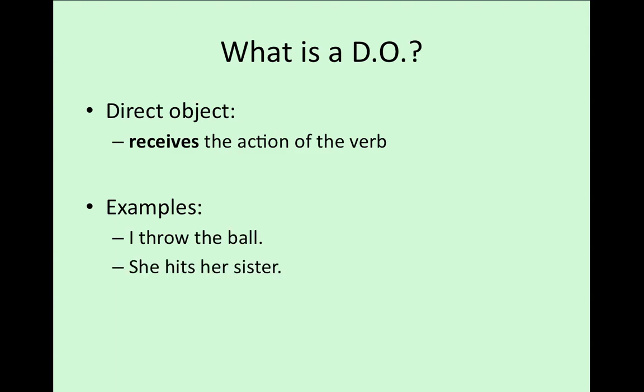In the second example, she hits her sister. In this case, we're going to ask, whom does she hit? And the answer is her sister, so that is a direct object. She is the one who is receiving the action. She is the one who is being hit. And finally, we buy the gift. We buy what? We buy the gift. And so that is the direct object. It is what's being bought.